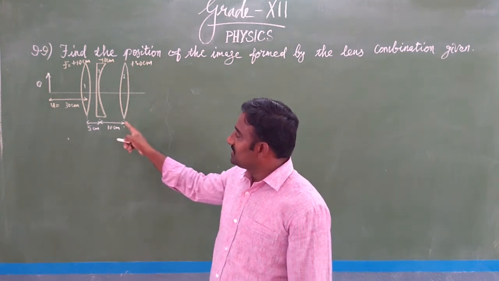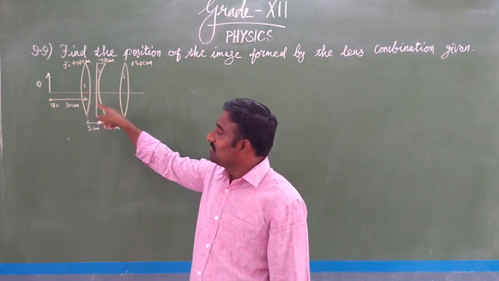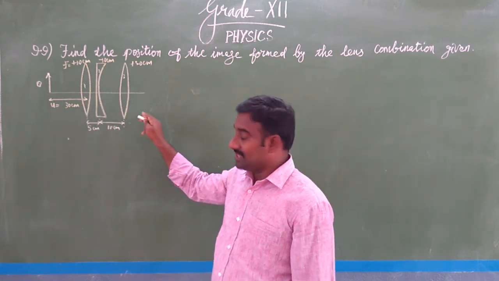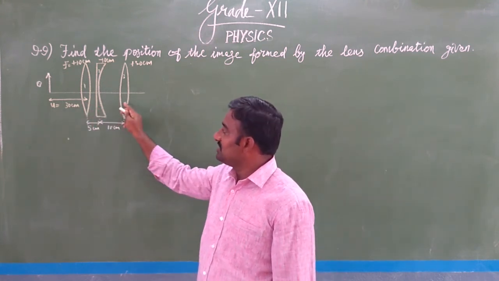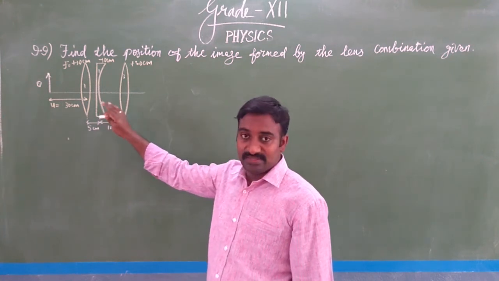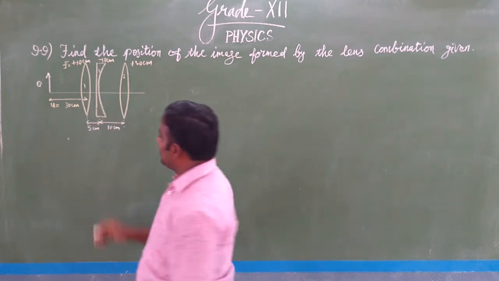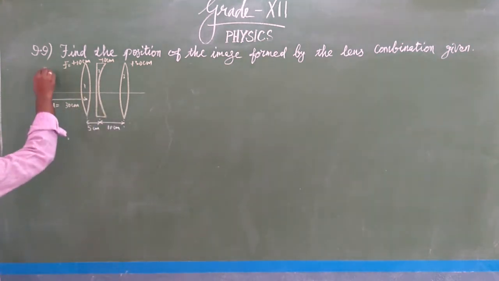So in this question, there are 3 lenses: lens 1, 2, 3, all different lenses. Lens 1 and 3 are convex lenses, that is, converging lenses. In between these converging lenses, a concave, diverging lens is placed. In this combination of lenses, on the left hand side, there is an object AB placed.